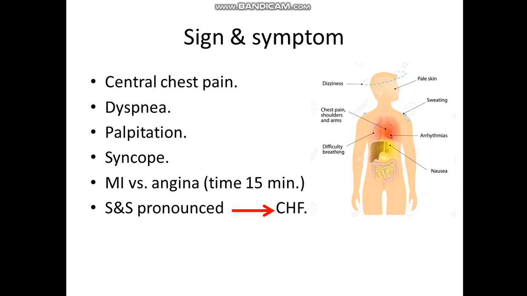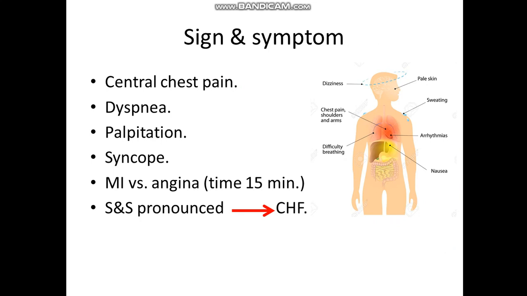As for signs and symptoms, the patient usually presents with central chest pain, but the pain may also radiate to the upper arm, left or right, to the shoulder, to the palate, or even to the lower jaw, the left side of the mandible. The patient may present with dyspnea, which is difficulty in breathing, and palpitation, which is an increased heart rate. The patient may also have syncope, meaning loss of consciousness because of decreased blood supply to the brain, if the condition has developed to myocardial infarction.